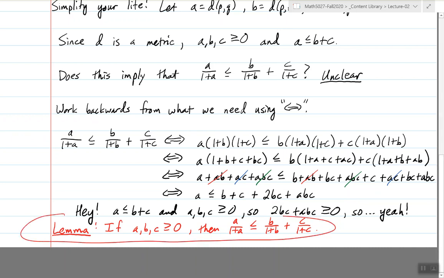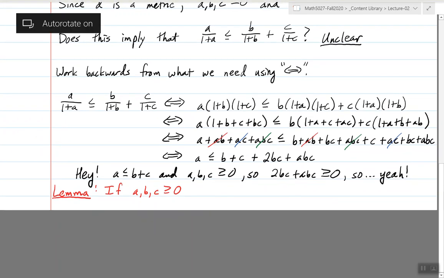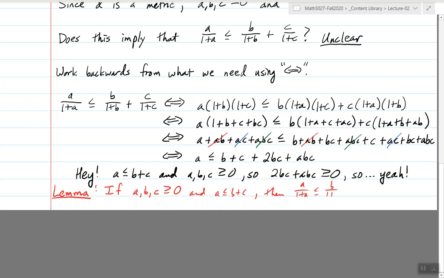So my suggestion to you is, before you even prove this metric, make this lemma right here. That if A, B, and C are greater than or equal to 0, oops, that's not quite the lemma I want. Let me fix it here. And so you're going to see I make errors sometimes, but hopefully I correct them. And A is less than or equal to B plus C, then A over 1 plus A is less than or equal to B over 1 plus B plus C over 1 plus C.